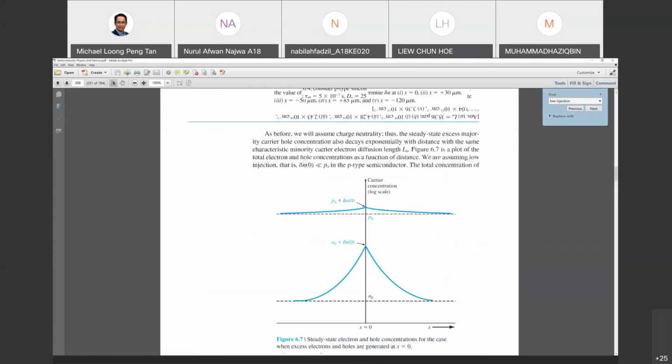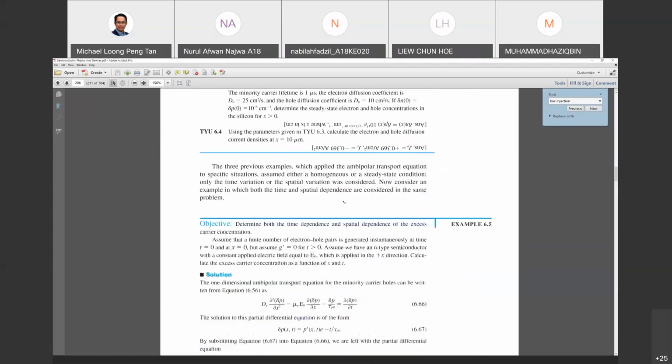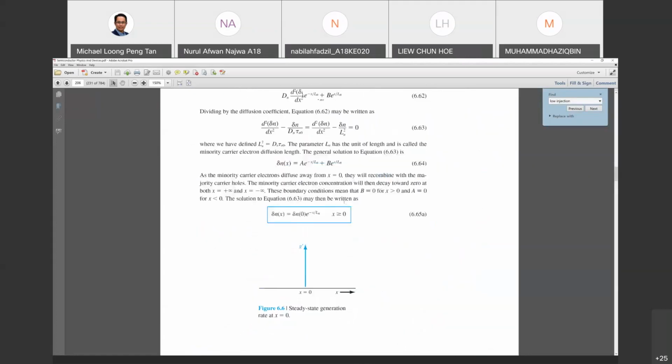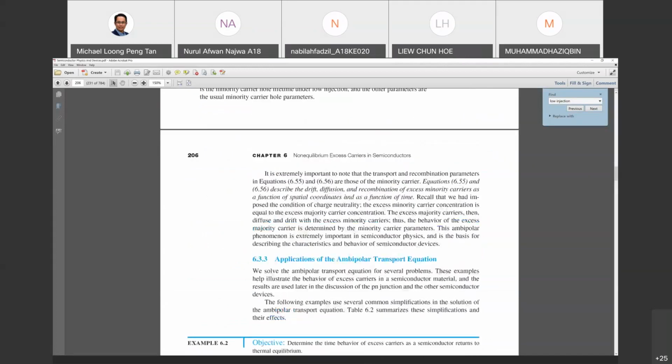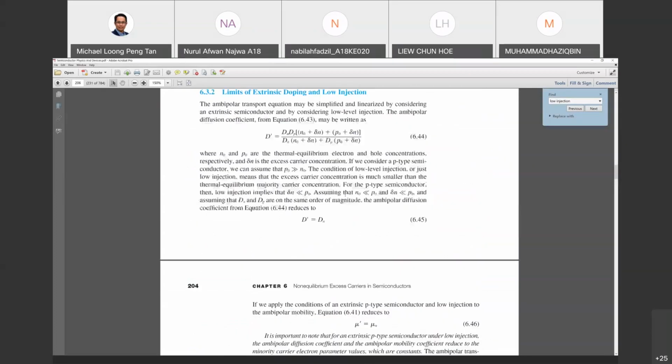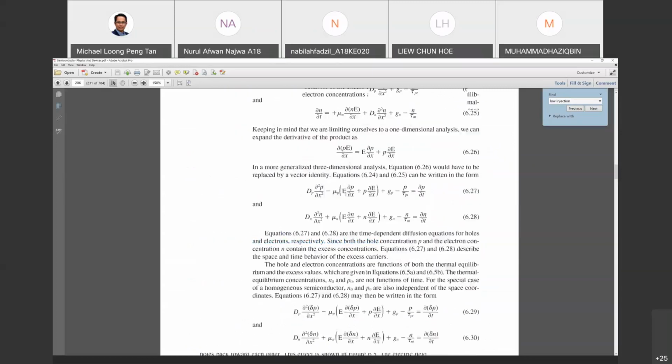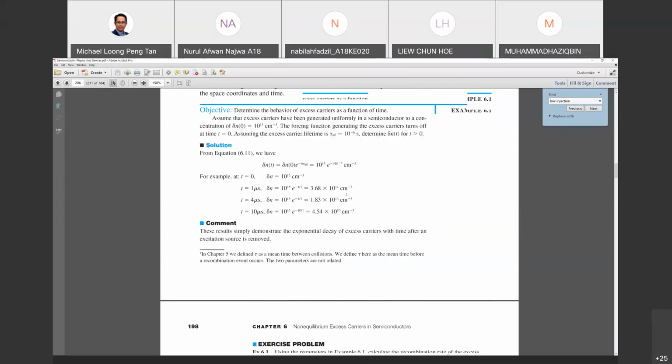Okay, if I do not want to delve into here, let's look at Neamen's book, which tries to solve the ambipolar equation. We see. Okay, let's get back to here. Maybe it's much easier to explain from this part here.